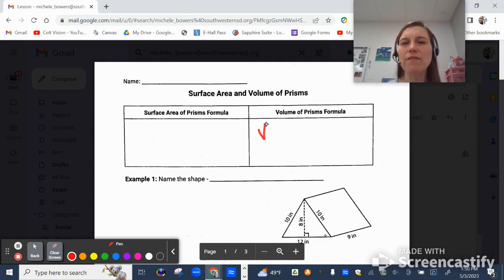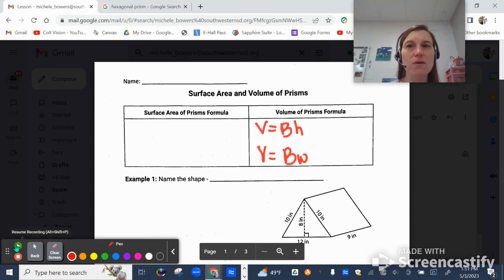So to find the volume of any prism, you multiply the area of the base times the height of the prism. Sometimes you see in formula sheets volume equals the area of the base times the width, but it doesn't really matter which dimension you call that. What they're referring to is the distance between the parallel bases.